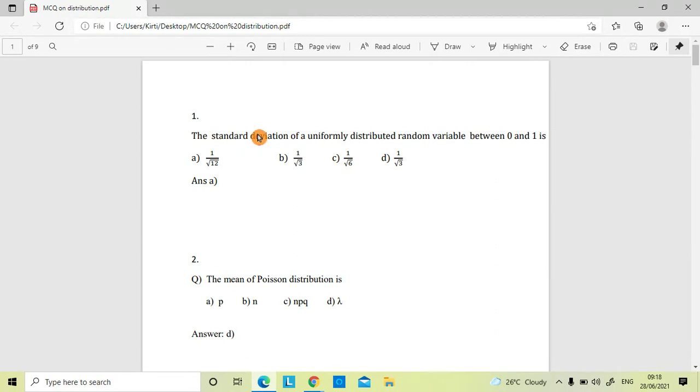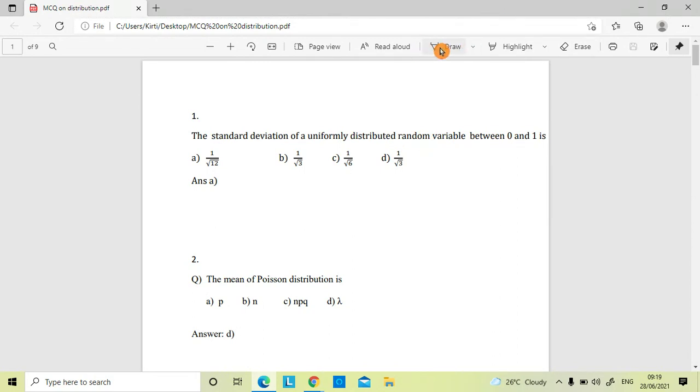The standard deviation of a uniformly distributed random variable between 0 and 1 is given. Okay, so this is a problem based on uniform distribution. In this case you should know what the standard deviation for a uniform distribution is. The formula for the standard deviation of a uniform distribution is required here.